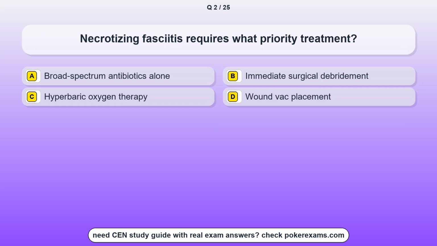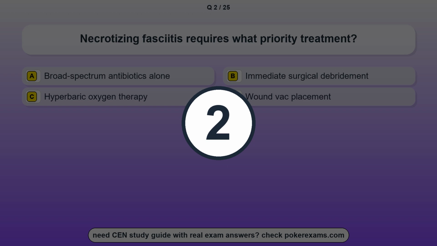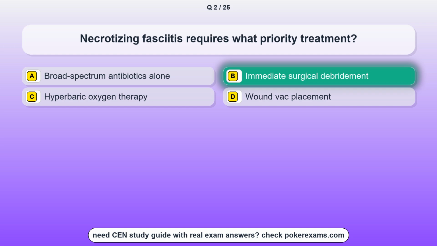Question 2. Necrotizing fasciitis requires what priority treatment? Option A, broad spectrum antibiotics alone. Option B, immediate surgical debridement. Option C, hyperbaric oxygen therapy. Option D, wound vac placement. The correct answer is option B, immediate surgical debridement.